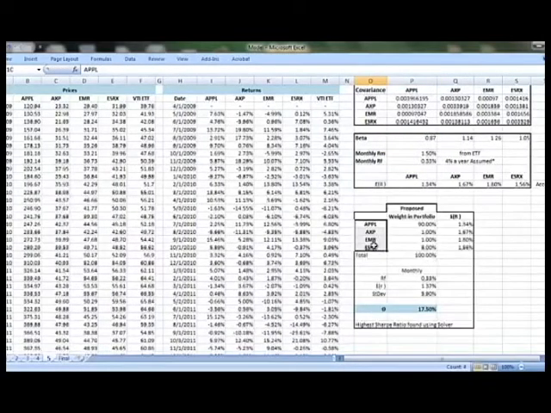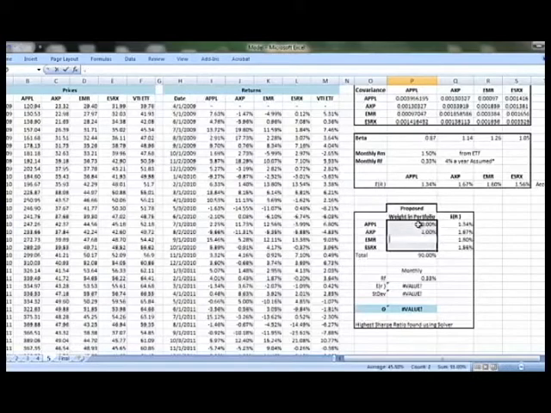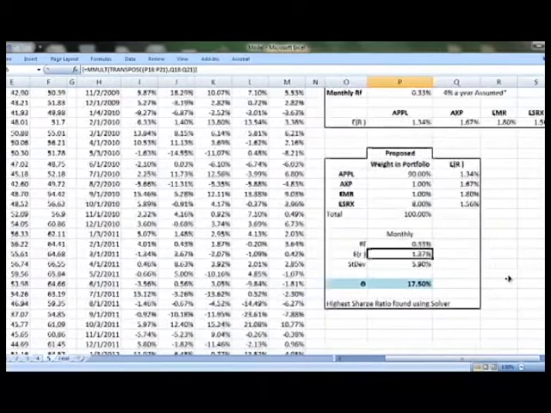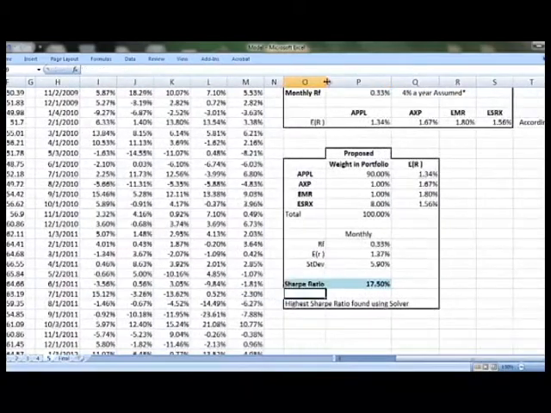From there, we take our stocks and we just assume some weights. These are just made up. So I just did 0.9, 0.01, 0.01, and 0.08 to make 100% for a total weight in portfolio. These are the expected returns that we had calculated earlier through CAPM. Down here is the information that is required to calculate the Sharpe ratio. Notice that with these weights, the Sharpe ratio is 17.5.